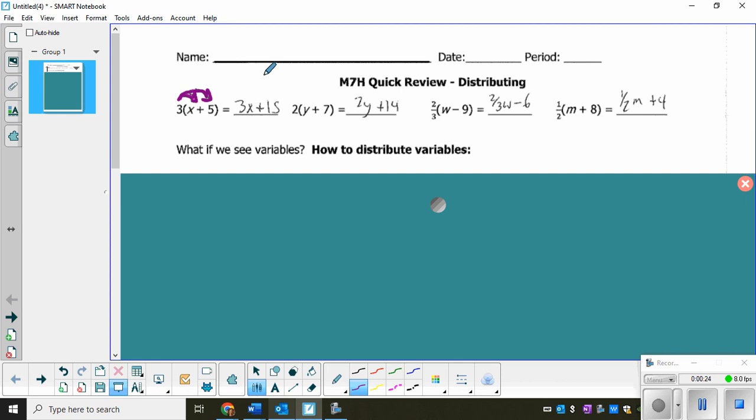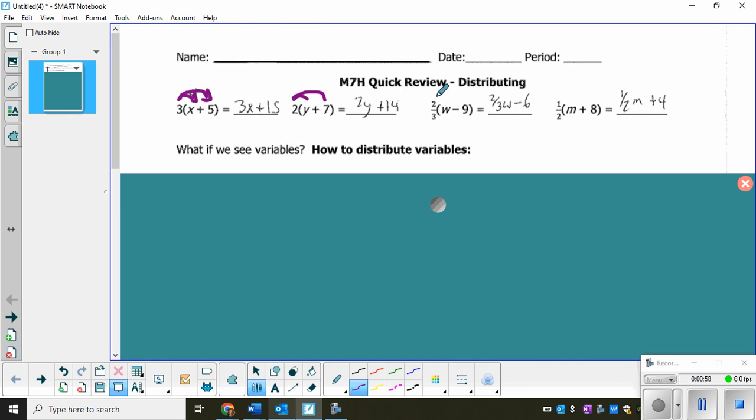But to get started here, let's just take a look at these top 4 problems, and you can see I've already got the answers written in here for you because, like I said, this is a review. So for the first one, when we're distributing the 3 on the outside, that means we're distributing the 3 to the x and then the 3 to the 5. So 3 times x is 3x, and then 3 times 5 is positive 15. So we get 3x plus 15. For the next one, when we distribute 2 to y, we get 2y. And then 2 times 7 is where I got the plus 14. So 2y plus 14.